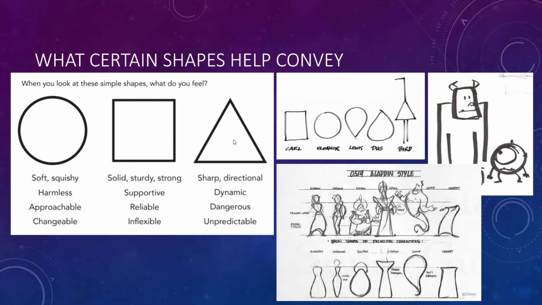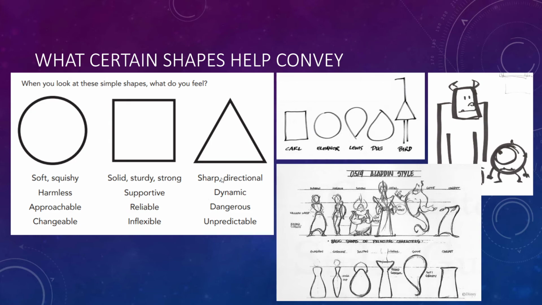Shapes really help. When we think of circles, like Kirby: soft, squishy, harmless. They've got no sharp edges, they can't hurt you. Approachable and changeable. That's why a lot of icons, as we can see in the Google chat right now, are all circles. If they're all squares, it's kind of harsh. Squares are solid, sturdy, strong, supportive, reliable, and inflexible. A square is a powerhouse, it's strong.